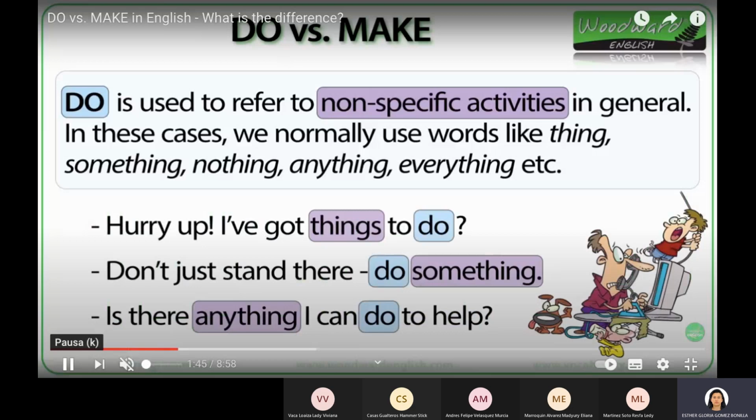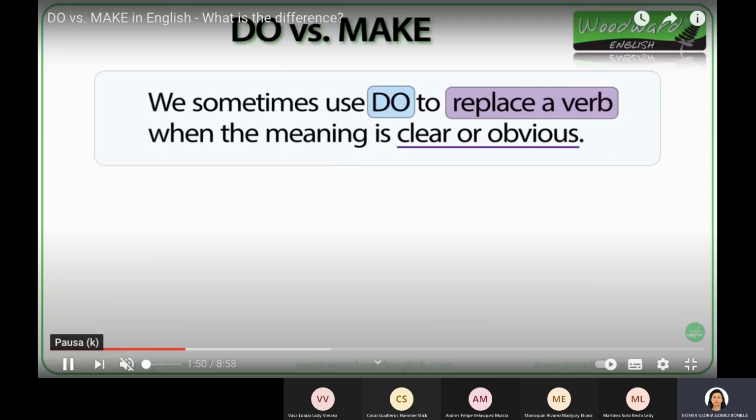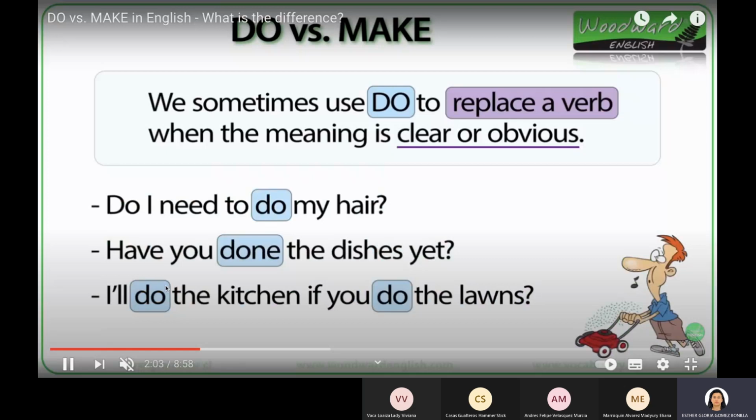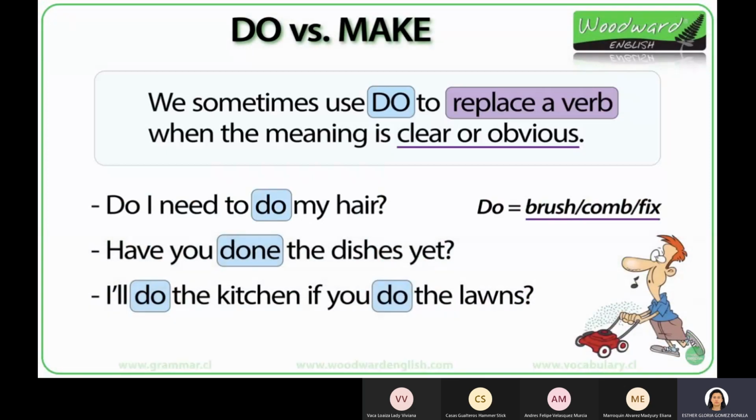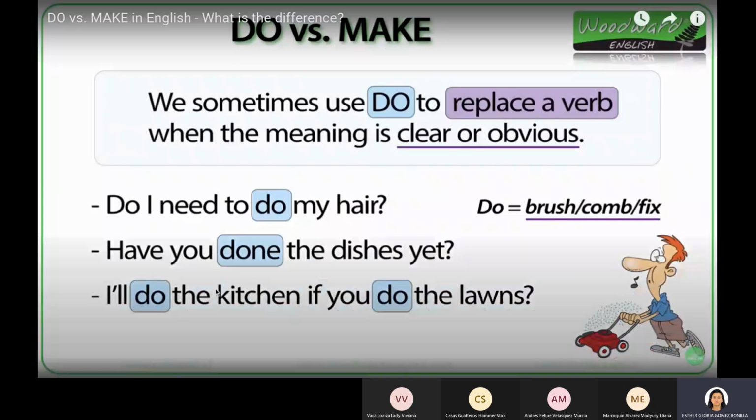Another situation when you use the verb do is when you are replacing a verb when the meaning is clear or obvious. For example, here I am going to show, do I need to do my hair? Do my hair refers to clean, to comb, to brush, to fix. Do my hair. Have you done the dishes yet? In order to say to wash the dishes, no? Here, do the dishes is similar to wash the dishes.